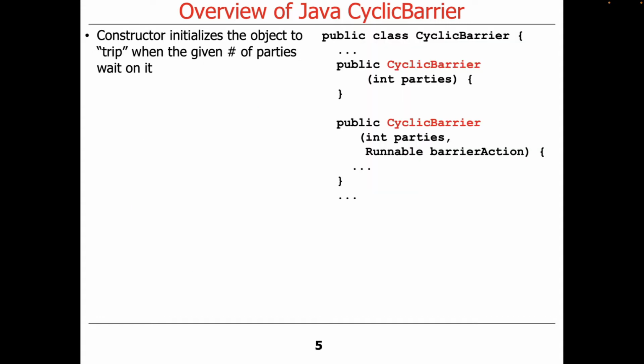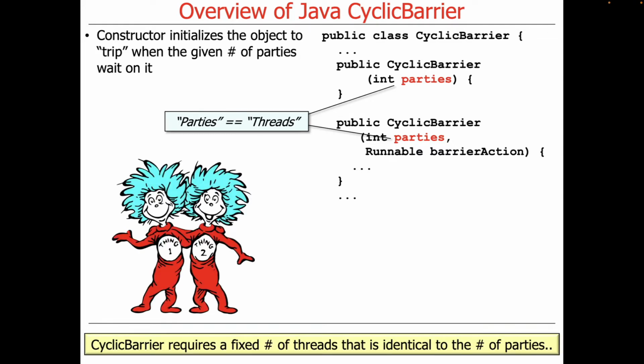There's two of them. The constructor is used to initialize a CyclicBarrier object, so it'll trip when the given number of parties await on it. And you can see here that parties is a parameter passed to the constructor. In this context, parties is equivalent to threads. You might think that they are different, but in practice, they have to be the same.